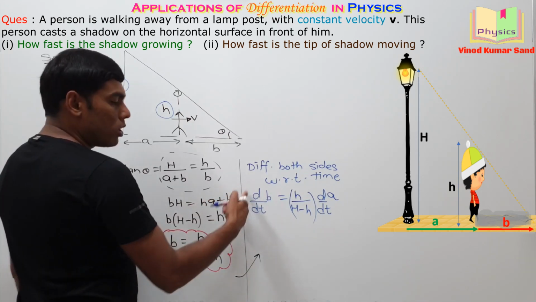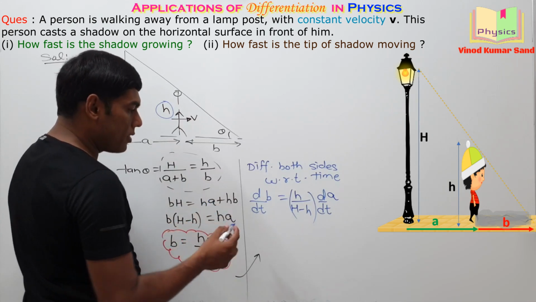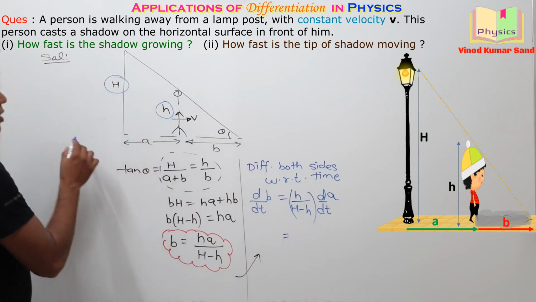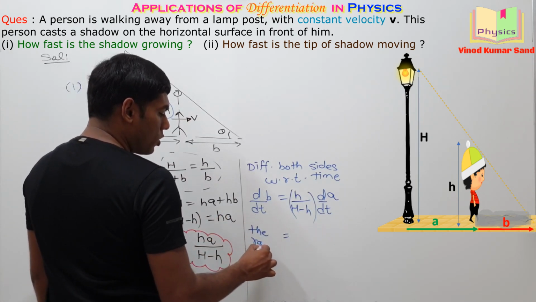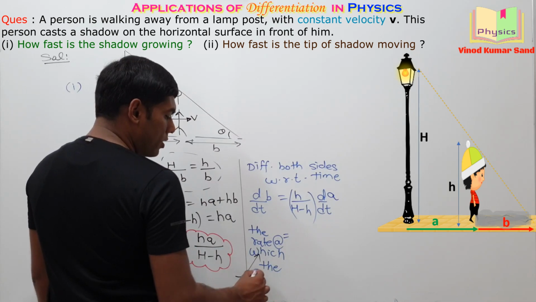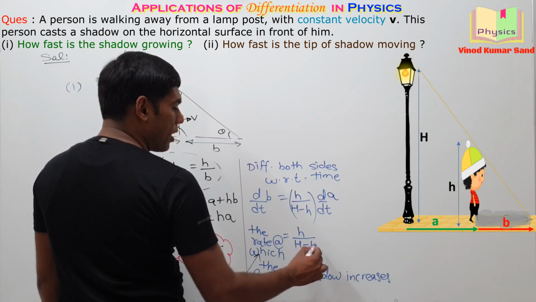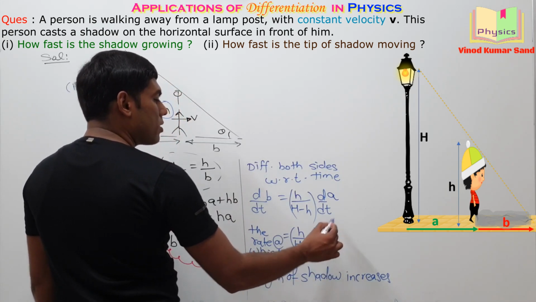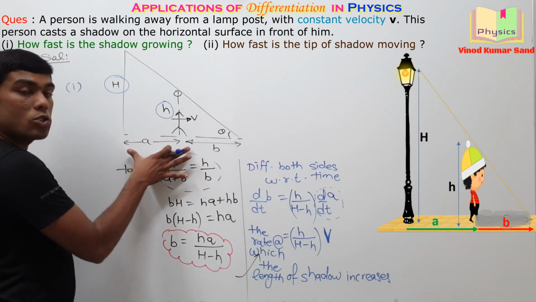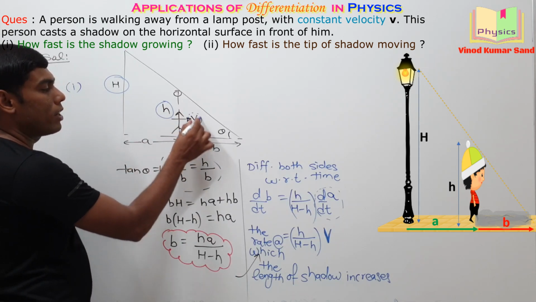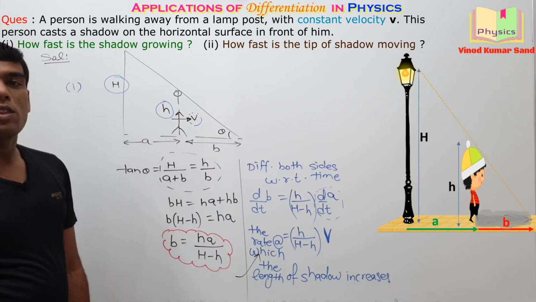Getting it? What is this d by dt of B? The rate at which the length of the shadow is increasing. So here you will get your first answer. The rate at which the length of the shadow increases will be equal to small h divided by (capital H minus small h) multiplied with V. This dA by dt is actually equal to V. Why? This length A is changing and the rate of change of this length will give you V. Fine. You can note it down. Then we'll solve the second part.